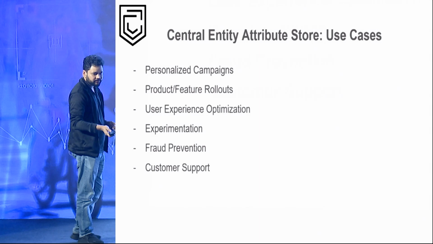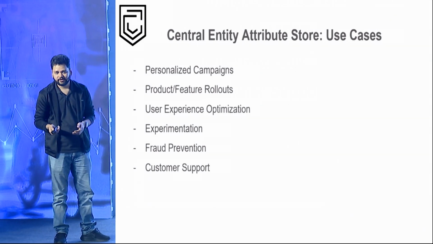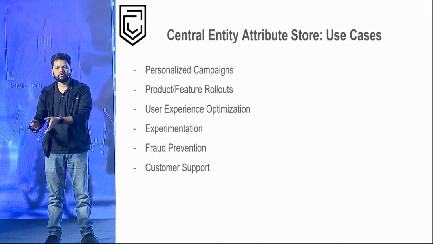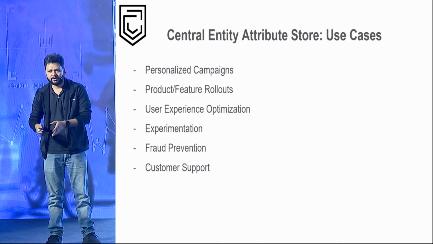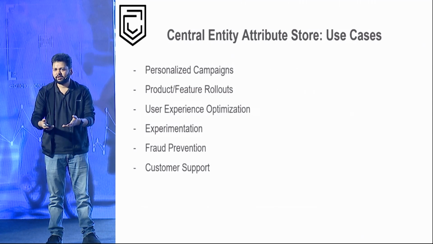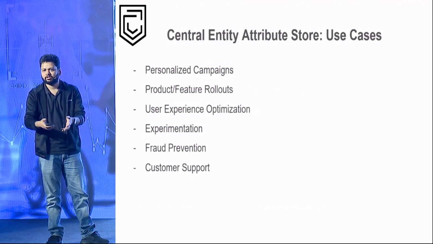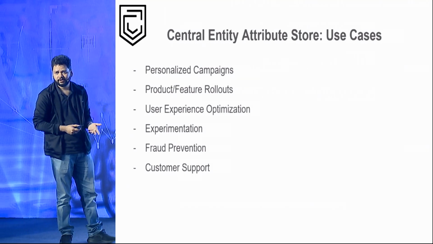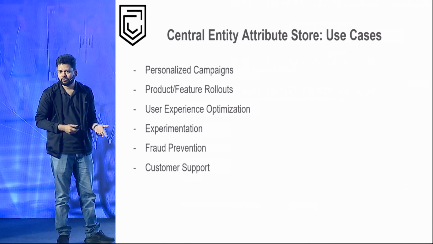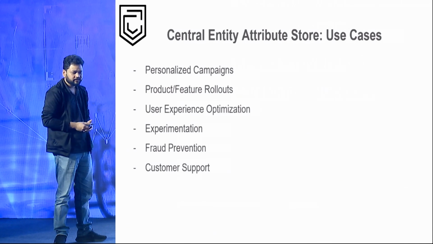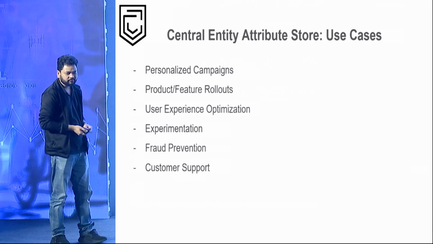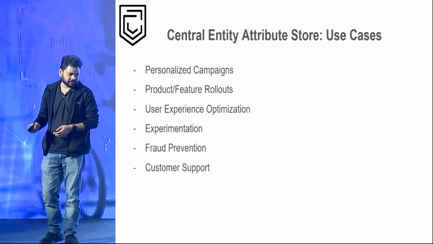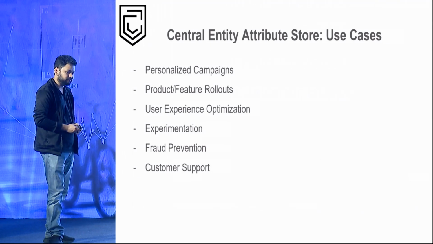So some of the use cases that we drive out of this platform: personalized campaigns, feature rollouts. The attributes of a particular entity can be used to segment, let's say, users into multiple cohorts, and then the product managers can roll out the products from one segment to another segment and see how the rollout is happening. User experience optimization, dynamic content, personalized experiences to each individual user based on the attributes that are set for them. And then there are a couple of in-house platforms that we have, the A/B experimentation platform, fraud prevention platform, customer support, that can be driven by this entity attribute store itself.